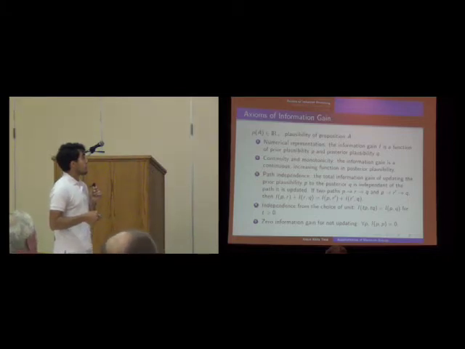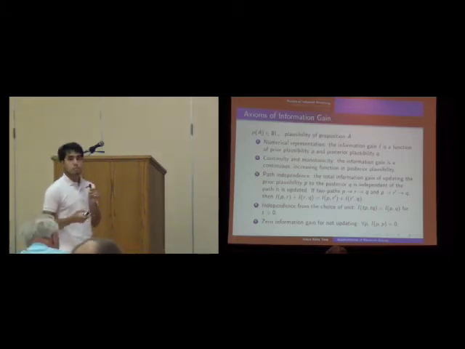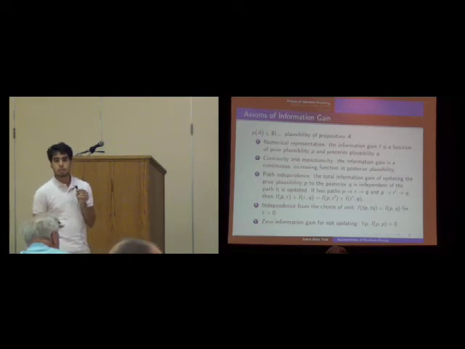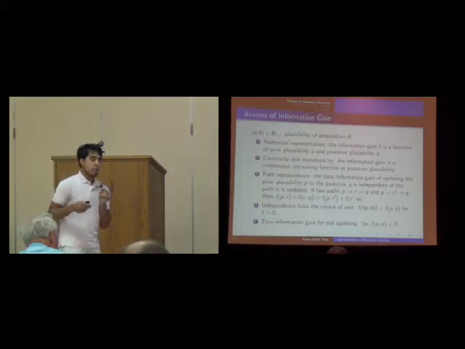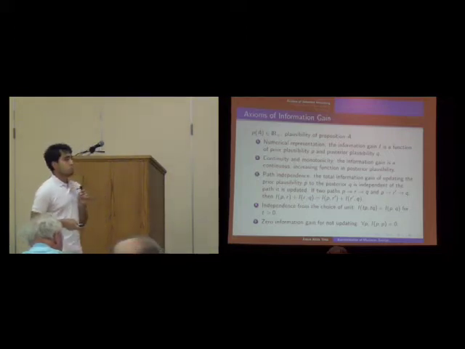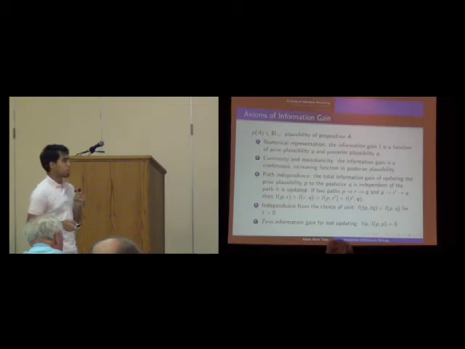So this is the first axiom. Information gain is a function of two arguments, two positive real numbers. And the second axiom is that the information gain should be a continuous function. It makes no harm, assuming continuity. And also, it should be a monotonic function of the posterior.